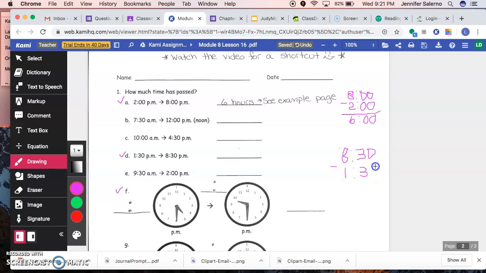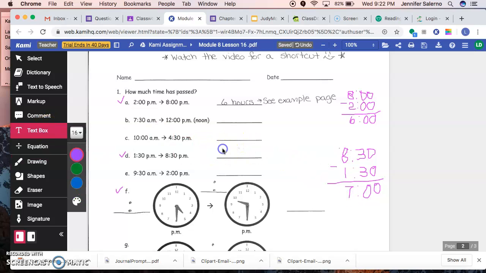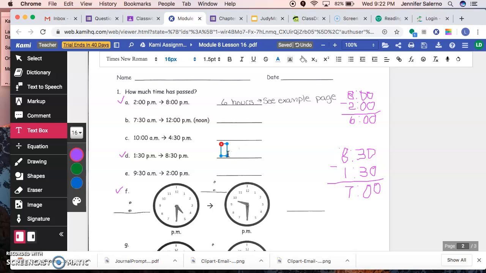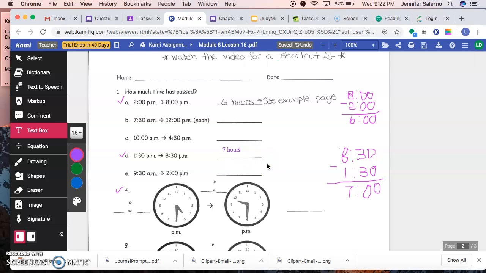Now, again, this only works because they both have the 30, okay? So now I'm going to subtract. 0 minus 0 is 0. 3 minus 3 is 0. Putting down my sign. 8 minus 1 is 7. So my answer over here is going to be 7, and I have to put my unit, hours, okay? And that's that.